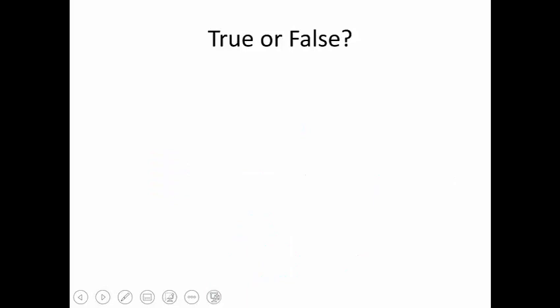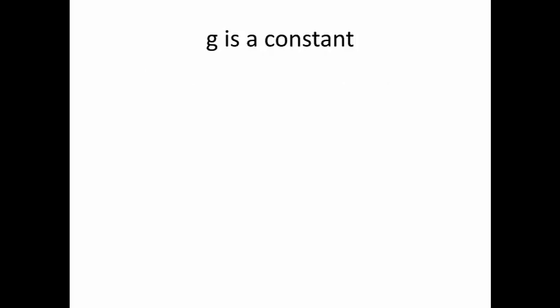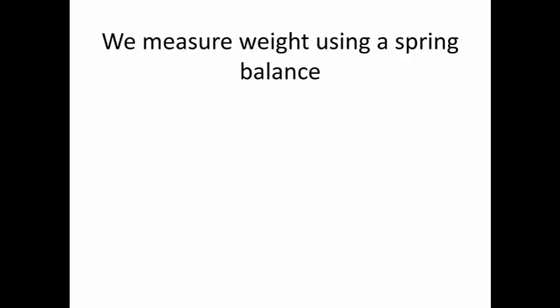Okay, let's do a little true or false. You need to try and answer the question before the answer comes up. So weight is measured in kilograms. That's false, of course. Weight is measured in newtons. G is a constant. Also false, it's only a constant on Earth. It changes on different planets.